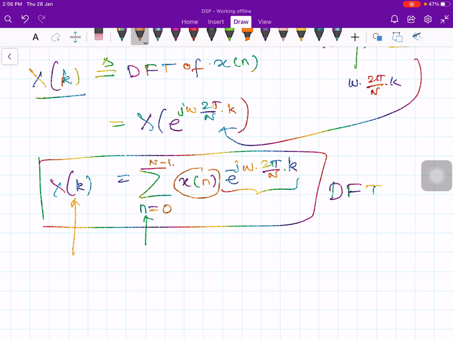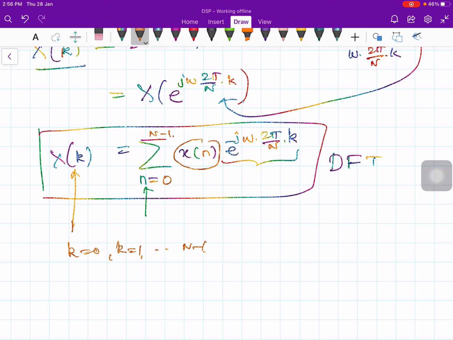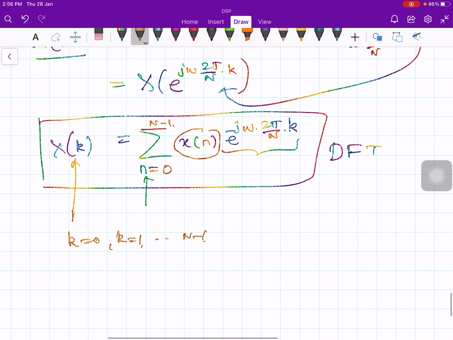Therefore X of k has to be computed for k equal to 0, k equal to 1, up to N minus 1. So the sequence x of n, which is of finite length, and the sequence X of k are also of the same length. So x of n is of length 0 to N minus 1. Its DFT, capital X of small k, is also of the same length.